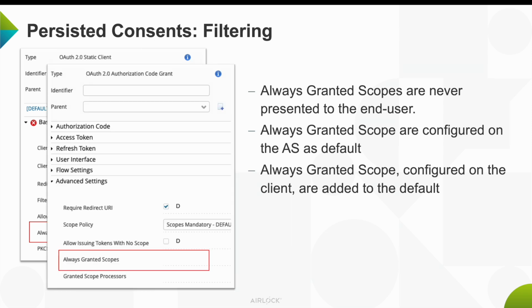The same thing can be configured on the authorization server directly in the authorization code grant. There's the second list. This list is applicable to all the clients, where the first list is applicable only to this particular client. So that's it for persistent consent.